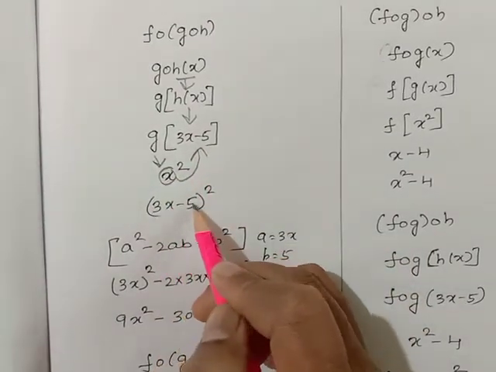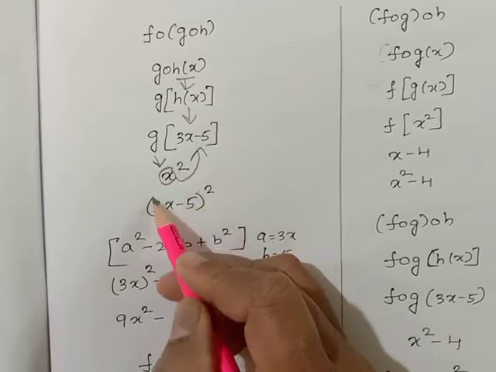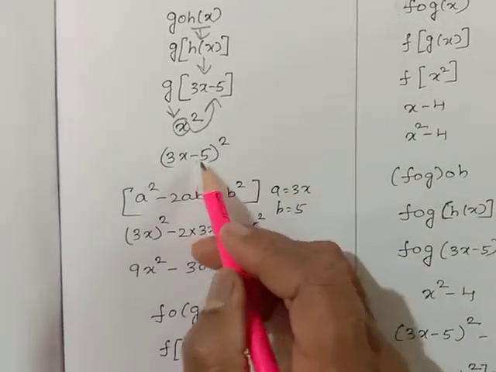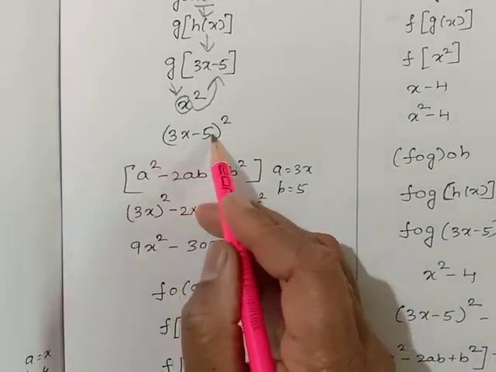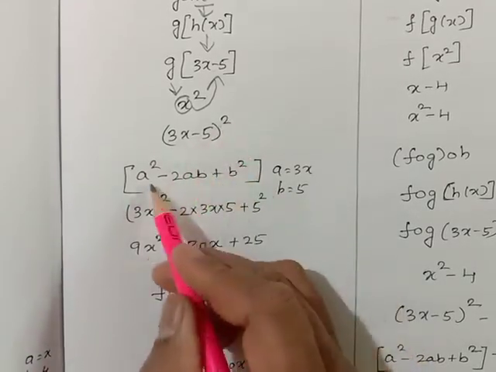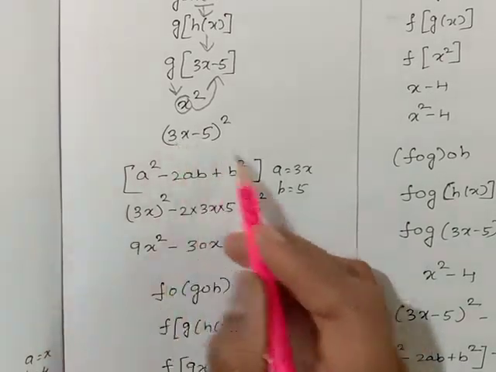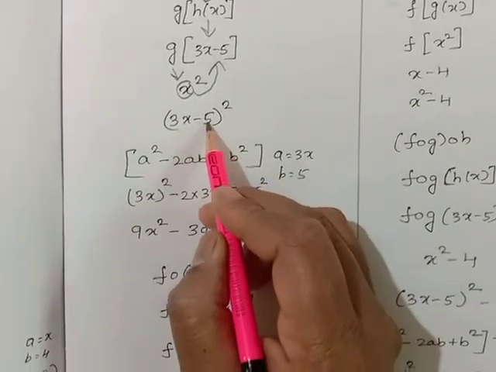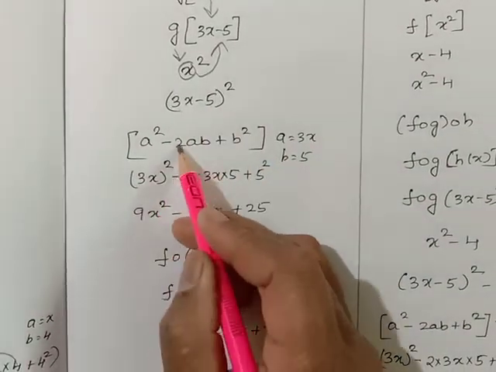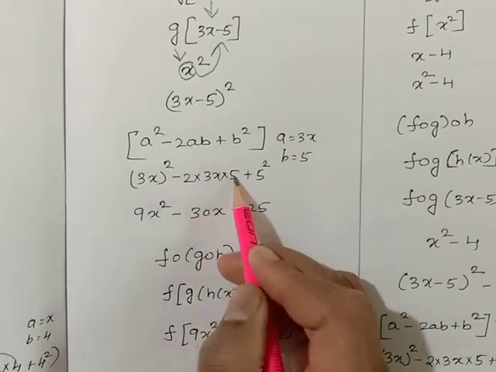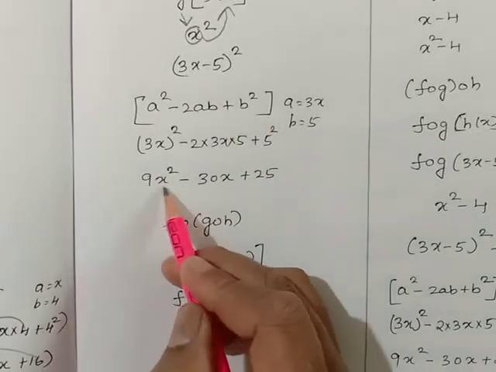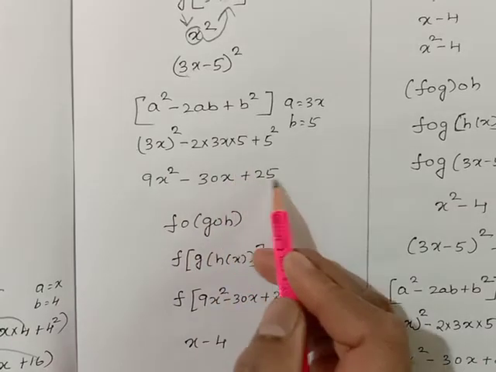So 3x minus 5 instead of x, since we have square, we'll write whole square. Now it is like the formula a minus b whole square. A minus b whole square is a square minus 2ab plus b square. Here in the place of a we have 3x, and in the place of b we have 5. So 3x whole square minus 2 into a into b plus b square. That is 9x square minus 30x plus 25.